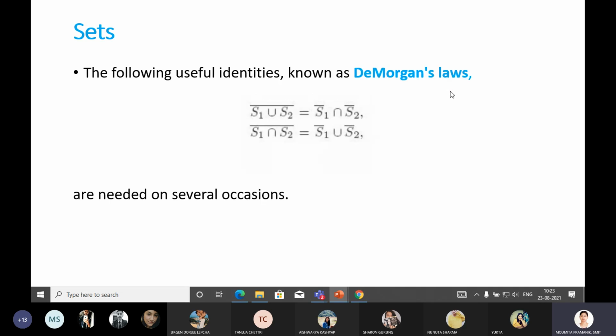There is another important law, that is De Morgan's law. Okay, so these two operations are very much useful in our different calculations or solving problems, and are known as De Morgan's law. So we just remember this law. We are not going to prove this law. Okay, proving it can be done, but it is a very lengthy process.